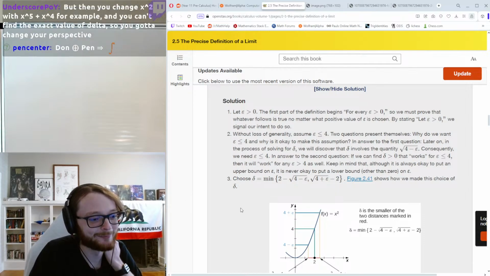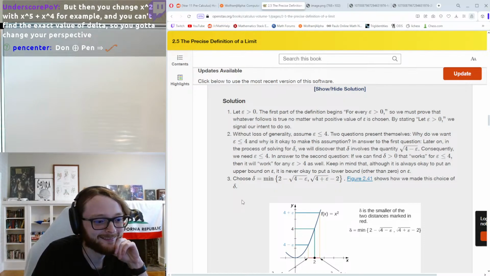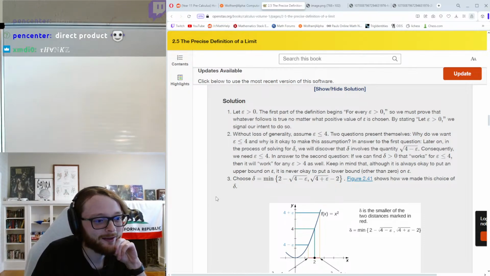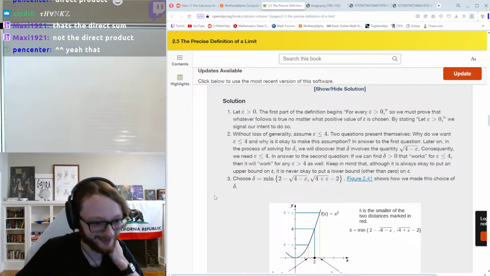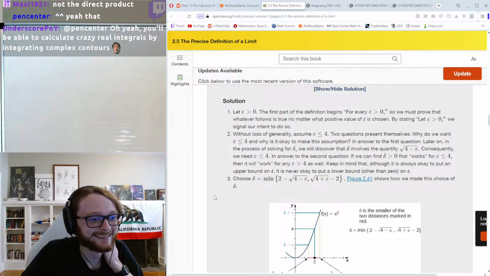I don't know how you say that symbol. I know it's like an algebra generic operator symbol or something like that, but direct product? Oh, okay. Yeah, I feel like we're pretty integrated. Change the x squared with x to the fifth plus x to the fourth, and you can't find the f value delta, so you gotta change your perspective. Okay. Thanks, Matthew. Oh. Direct sum. Okay, I was wondering why it looked like a plus, but it was a direct product.